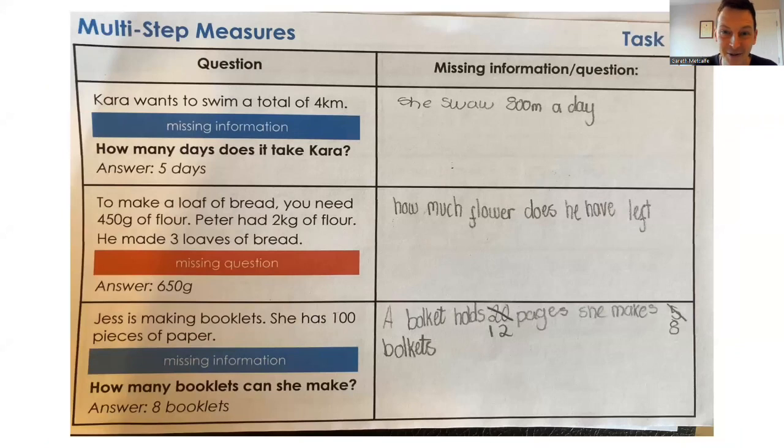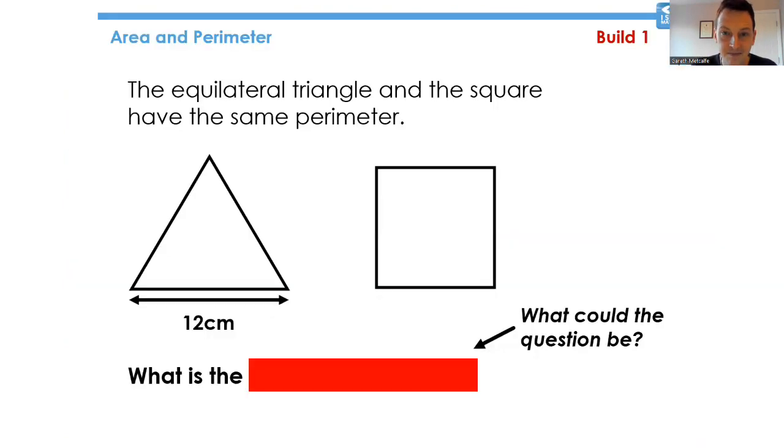Task B was an interesting one. So the difference with task B, you might notice, is the answer is also given. And so in the missing information, children need to insert the appropriate quantity as well. Now, I have to say I've changed this one slightly. Cara wants to swim a total of 4 kilometers, and it says, how many days does it take Cara? The answer was 5 days. The children were very worried that she wouldn't survive swimming for 5 days, so I have changed that prompt slightly. But hopefully that helps to show how children think about the underlying structure for each of these prompts.